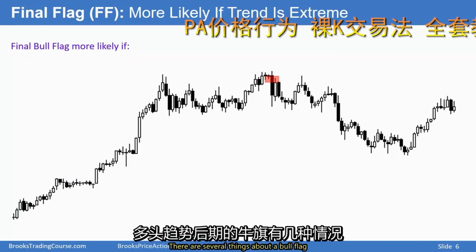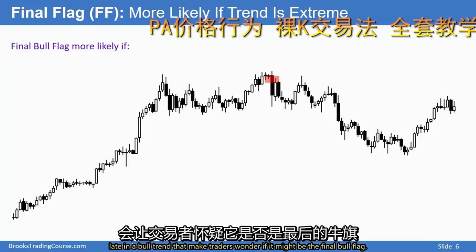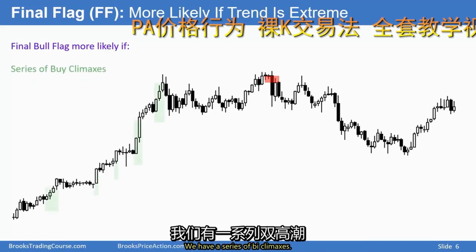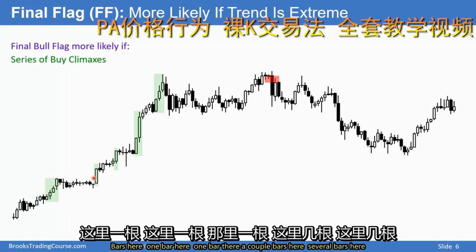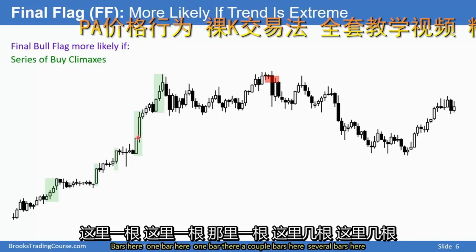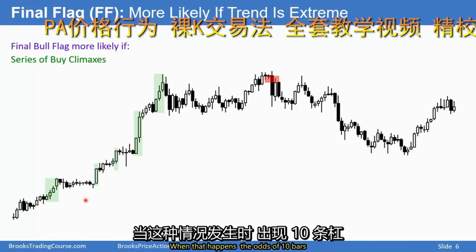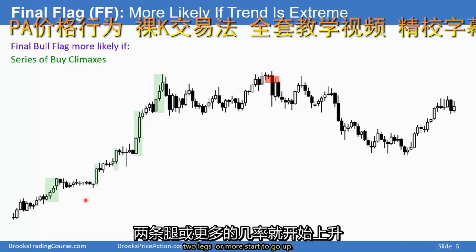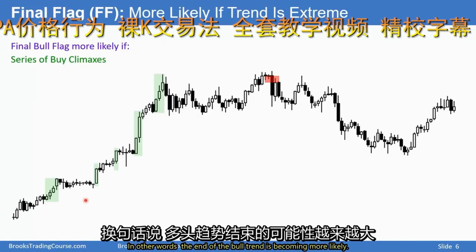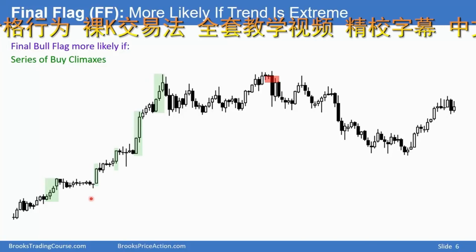There are several things about a bull flag late in a bull trend that make traders wonder if it might be the final bull flag. We have a series of buy climaxes, bars here, one bar here, one bar there, a couple bars here, several bars here, with very little in terms of a pullback. When that happens, the odds of 10 bars, 2 legs, or more start to go up. In other words, the end of the bull trend is becoming more likely.